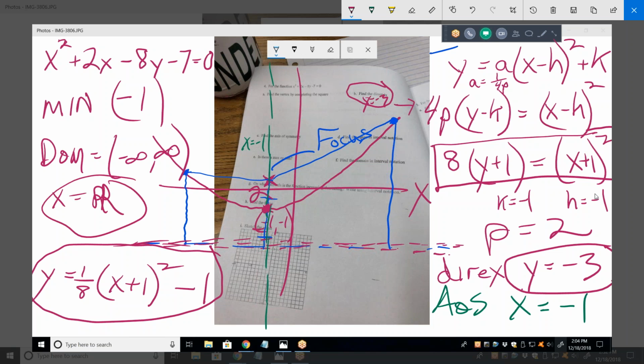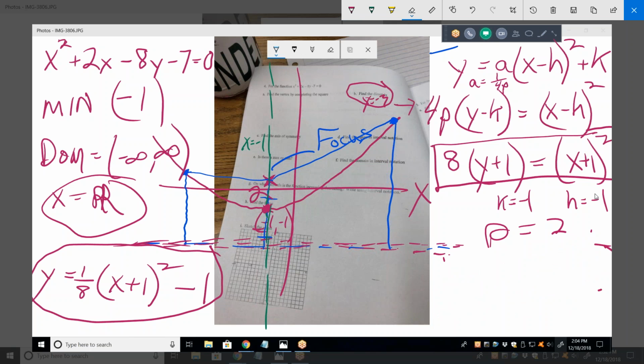And G. On what intervals is the function increasing and decreasing? Write this in interval notation. Okay, here I need to expand this a little bit, figure out where I'm going to write. Well, I got all of this stuff. We know what P is, that's right, because that means the focus is at +1.